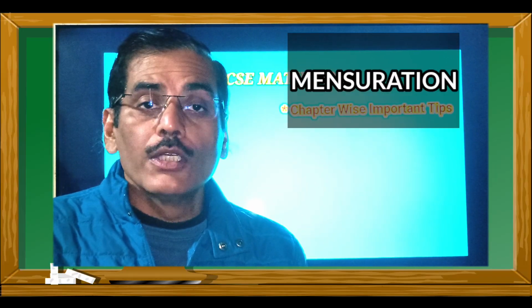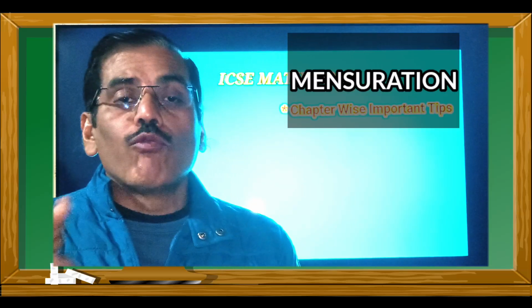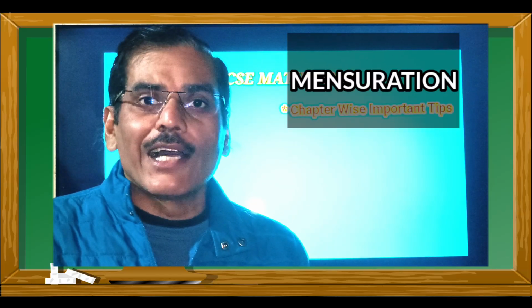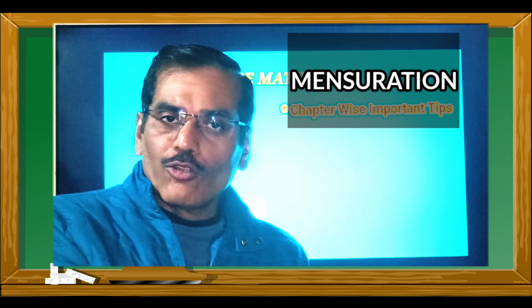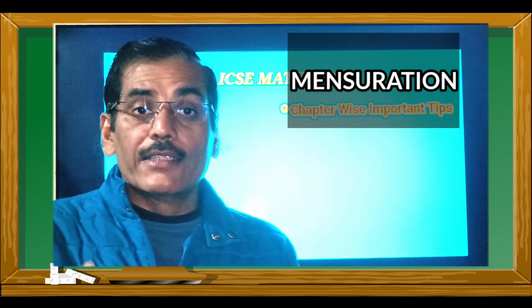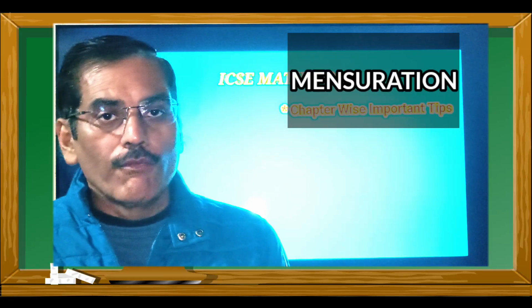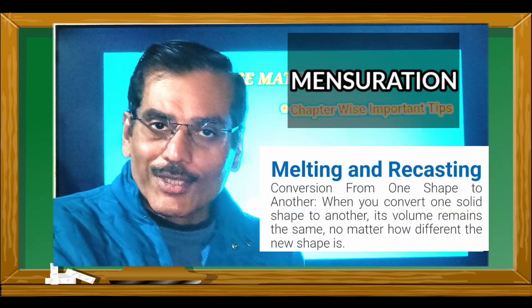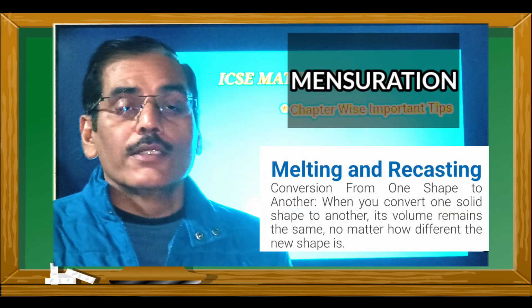Type 1. Type 2, conversion of one solid into another, melting and recasting based question. Always volume before conversion is equal to volume after conversion. A cylinder is melted and recasted into a cone. Find the radius of the cone. Volume of cylinder is equal to volume of cone.